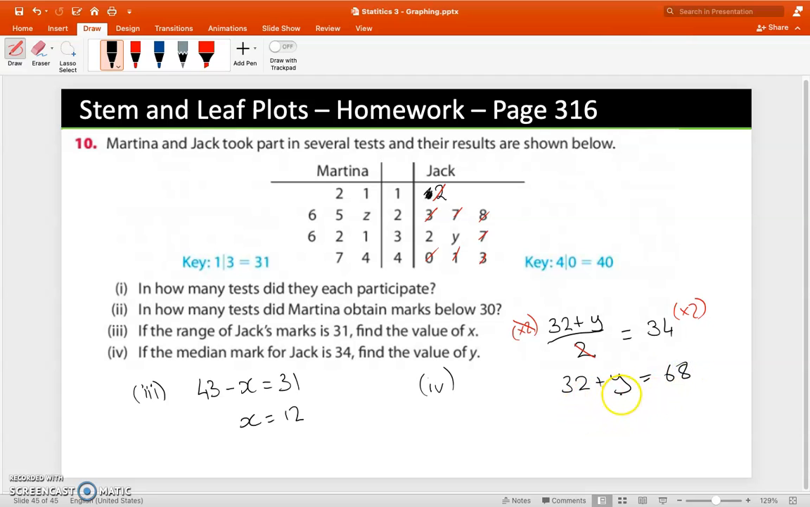So 32 plus another number gives me 68. Y is equal to 36. Okay, so that's one way. You could do it intuitively, okay? There's plenty of ways. You're well able to figure that out, okay? I just wanted to go through those two because they're a little bit tough. The first two should be fine, okay?